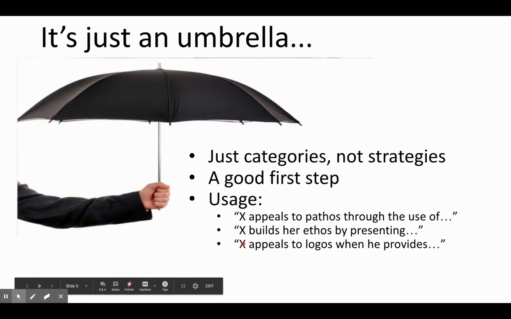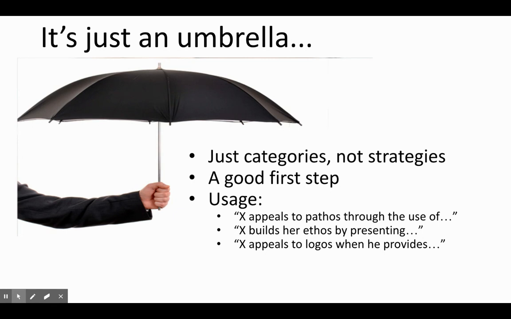So what I want you to remember is that ethos, pathos, and logos are an umbrella category. Categories, not strategies, of what you're looking for. Author appeals to pathos. The author builds her ethos. The author appeals to logos.